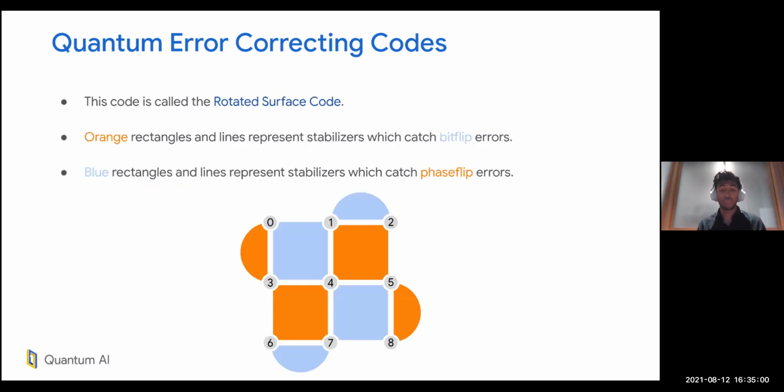This is one called the rotated surface code, which is what we at Google particularly are pursuing as our error correction of choice. In this diagram, orange rectangles, and these are lines, but I've made the 2D ones into semicircles now, will catch bit flip errors. So orange shapes catch blue errors, and blue shapes catch orange errors. And specifically, as I'll demonstrate in the next little bit right before we end, you can now catch any single error on any of these 9 qubits by looking at the outcomes of these 8 different checks.